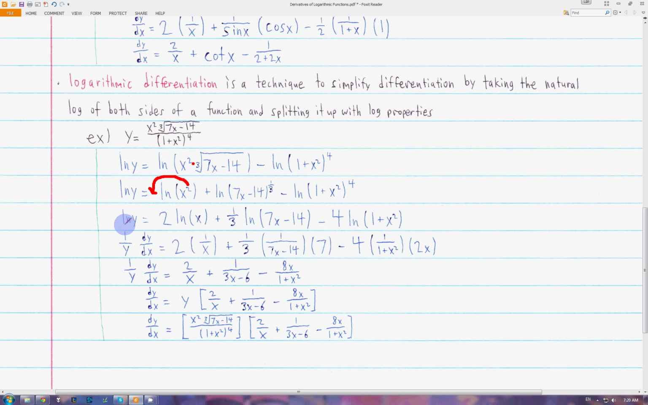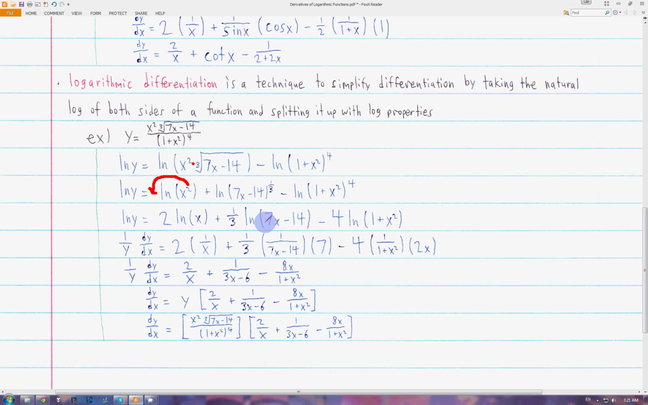So for the derivative of ln of y, we have to use implicit differentiation. So first we have 1 over y, because the derivative of ln of something is just 1 over something. And then from implicit differentiation, we have to add the dy/dx. And then over here we get 2 times the derivative of ln of x, which is 1 over x. And then 1/3 times the derivative of this.